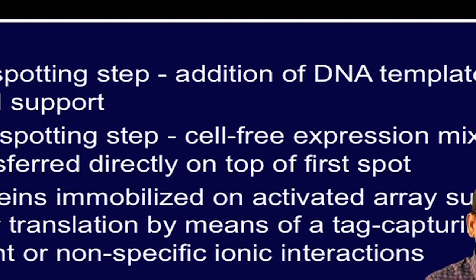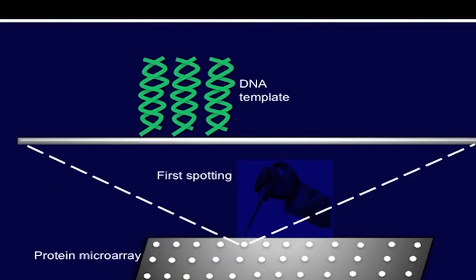The aim is to print DNA as well as cell-free expression system so that after incubation, protein can be directly synthesized on the same feature and one does not need to perform a separate step of adding cell-free expression system. The proteins are immobilized on the activated array surface after translation by means of a tag capturing agent or non-specific ionic interaction.